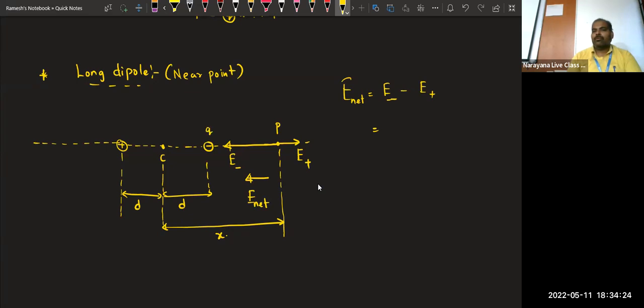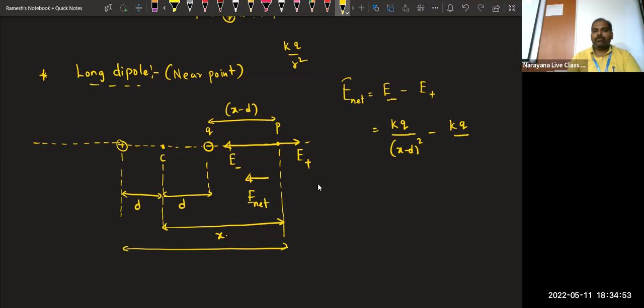But electric field due to the negative charge, this is Q. What is the distance between the negative charge and point P? X minus D. That is how much? K into Q, the electric field formula we know. Electric field due to every point charge is how much? KQ by R square. What is the distance between them? Very good. X minus D whole square. Minus, what is the electric field due to the positive charge? Very good. K into Q. The total distance between the positive charge and the point is how much? Very good. X plus D. So X plus D whole square.